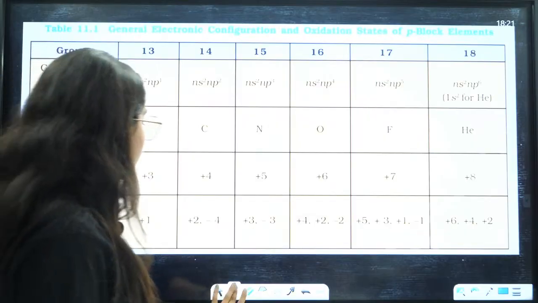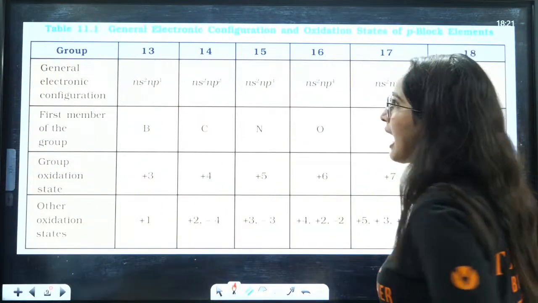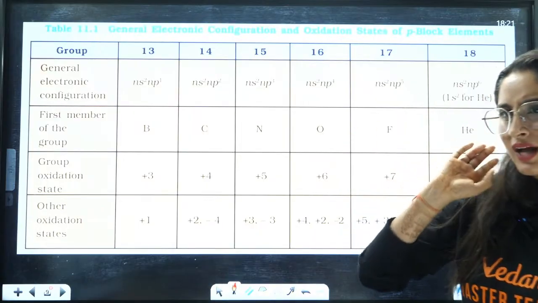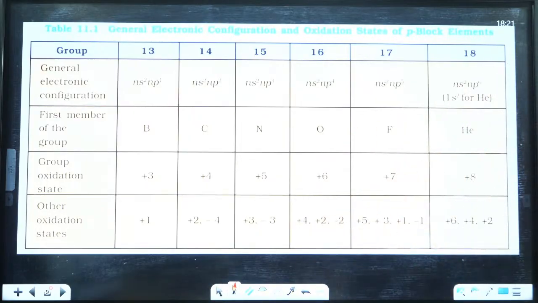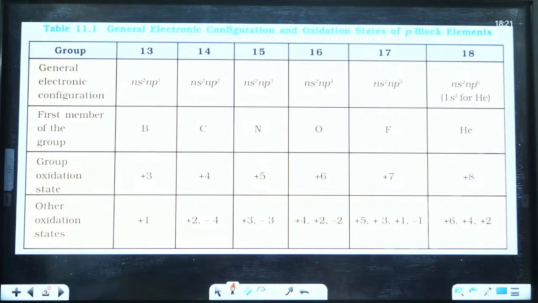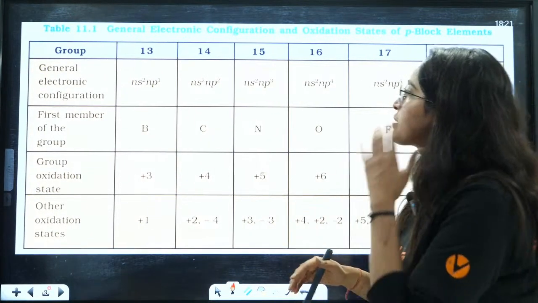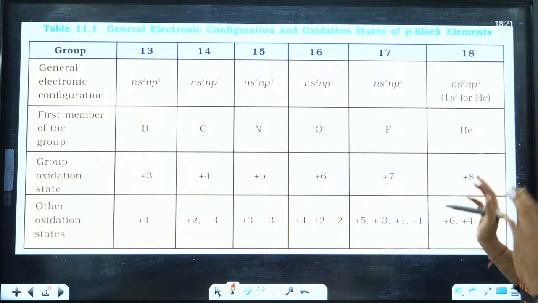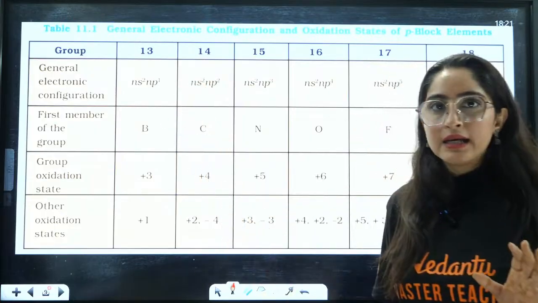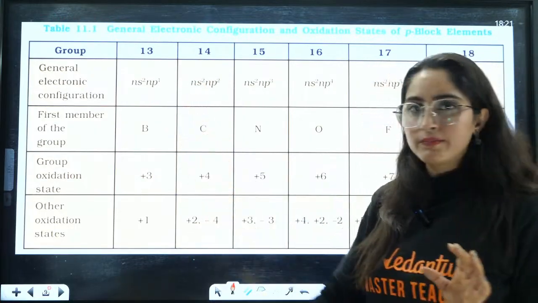11.1. So let us see that firstly, right? This is the table. As you can see here, we will see the different oxidation states that are shown here. Are you able to see the content here? Wait a minute. I think now it is more visible. General electronic configuration and oxidation states of p block. So now let us see firstly group number 13. It has ns2 np1, right?